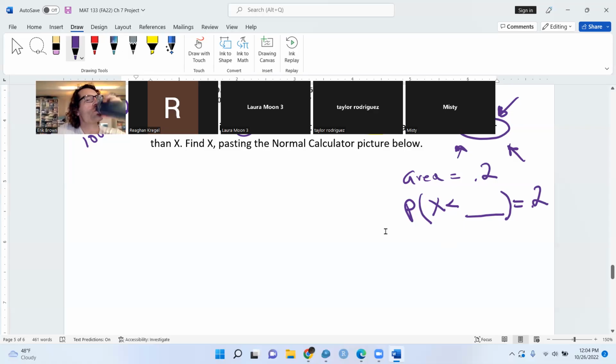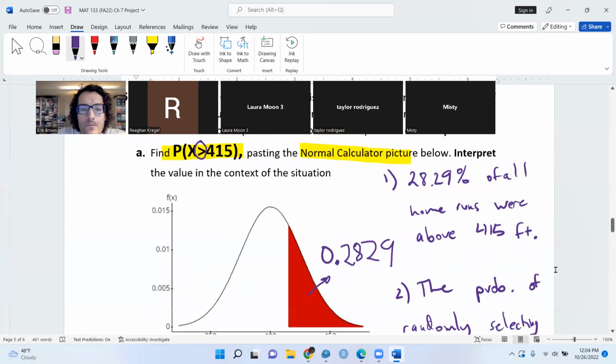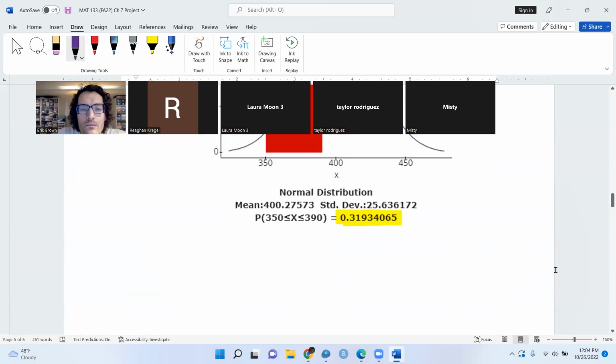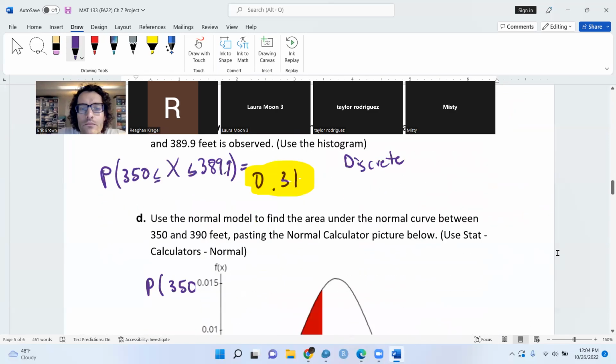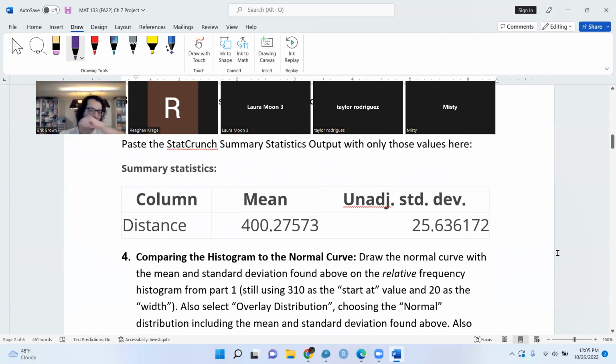Since I closed out StatCrunch, I don't have that mean and standard deviation again. I got you. You tell me when you're ready for it and I'll read it to you. I have it split right now between StatCrunch and you. Okay, here it comes. 5, 4, 3, there it is.